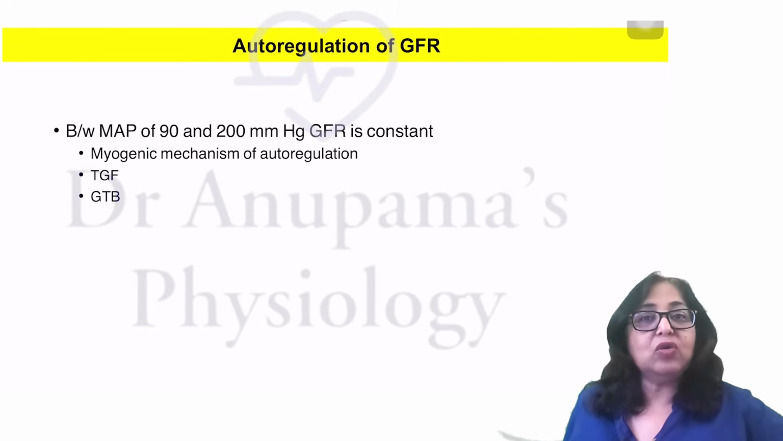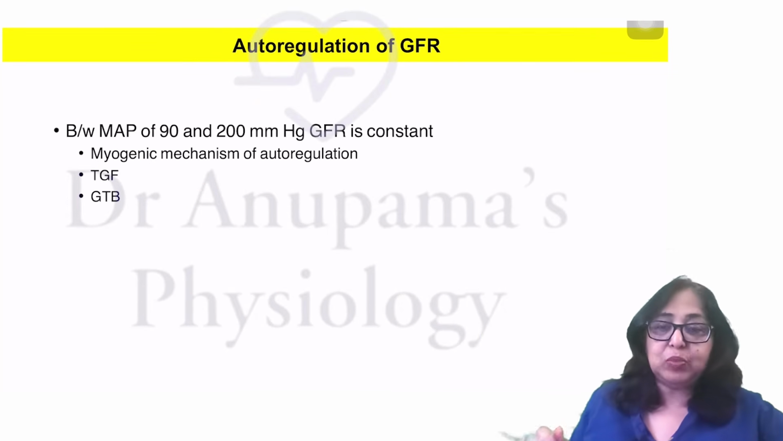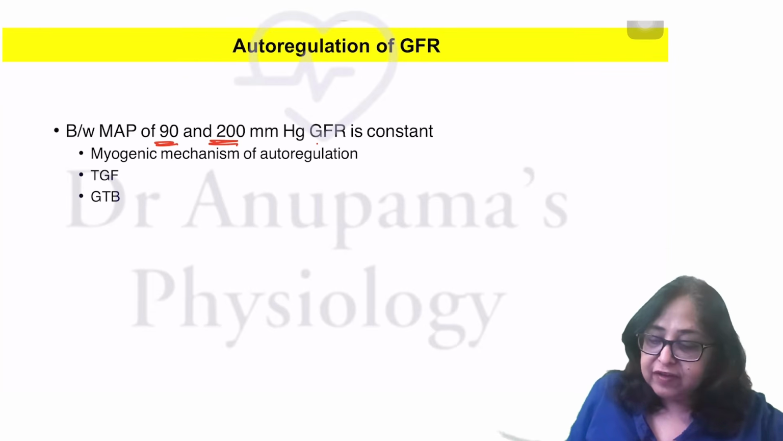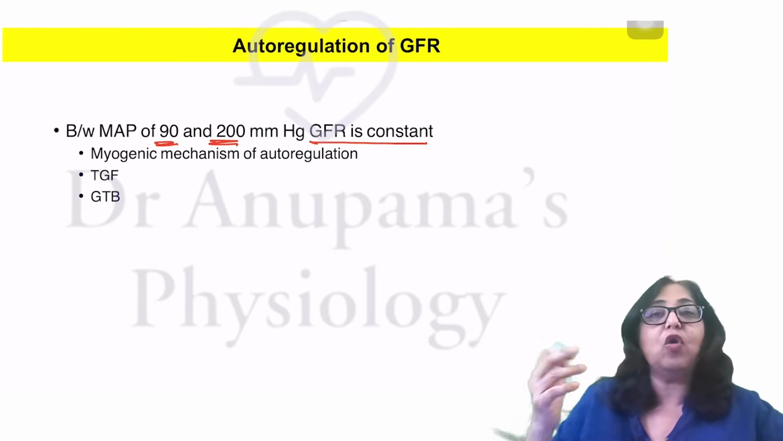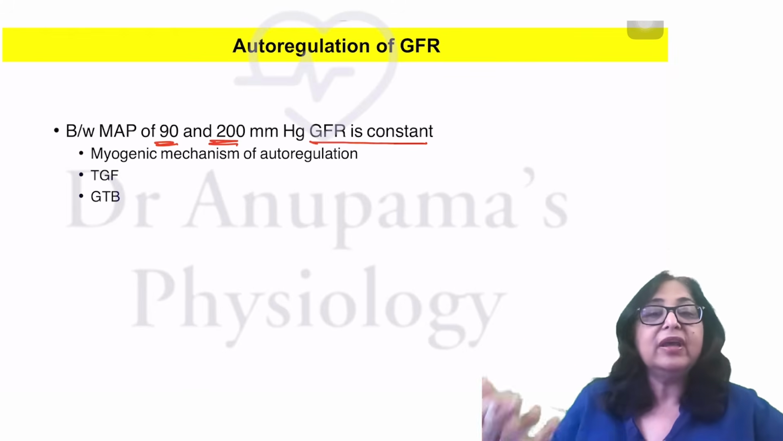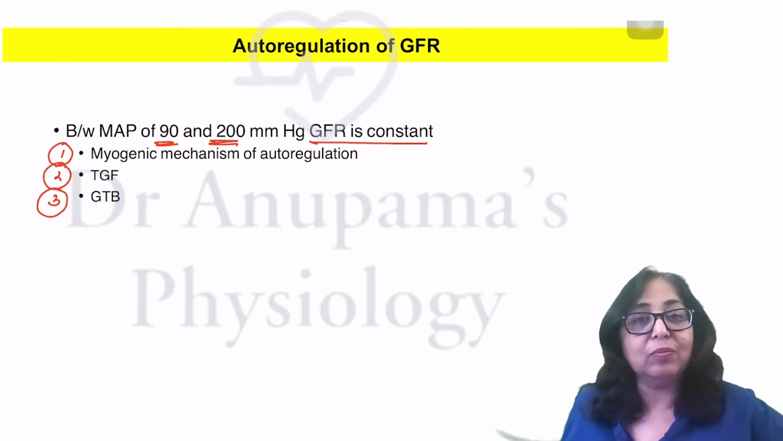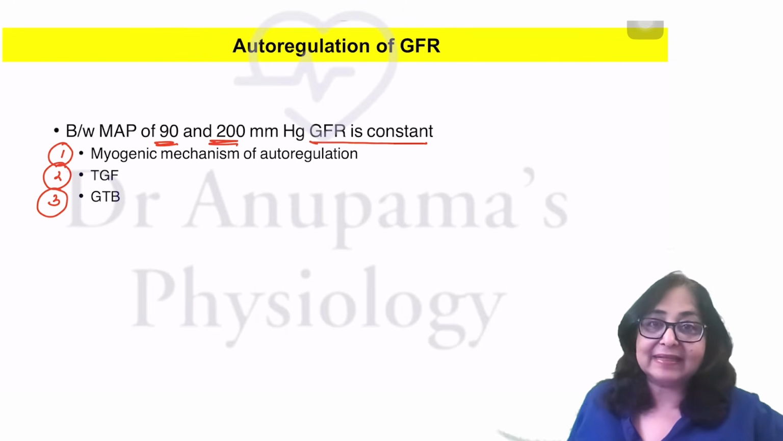Now, there is something known as autoregulation of GFR. Between a mean arterial pressure of 90 and 200 millimeters of mercury, GFR is constant. And this is because of autoregulation. What is autoregulation? Regulation by self. And there are three mechanisms of autoregulation: the myogenic mechanism, the tubulo-glomerular feedback, and the glomerulo-tubular balance.